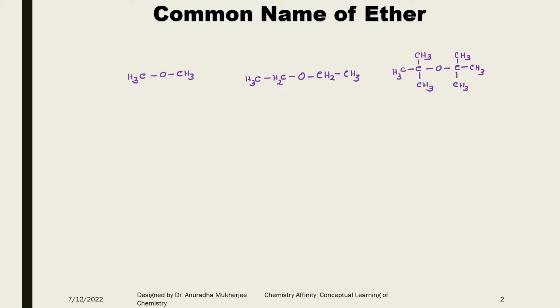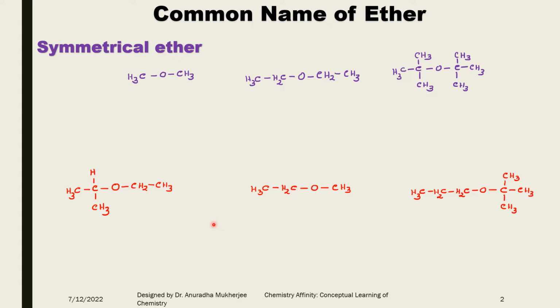In these ether molecules, you can see both sides of the oxygen have the same alkyl group. Here it has two methyl groups. Here you can see there are two ethyl groups, and here it has two tertiary butyl groups. So this kind of ether molecule is called symmetrical ether.